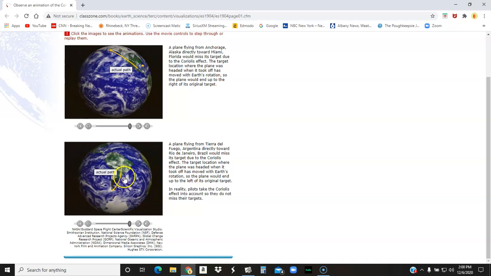So the plane wanted to go this way toward Rio, but as it was in the air again for those few hours, it appeared to curve to the left and it missed its target. So that is a thing, totally a thing, called the Coriolis effect. It doesn't affect everything, but it does affect some things.